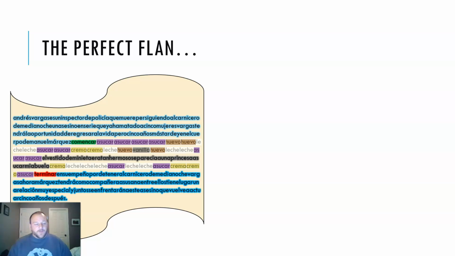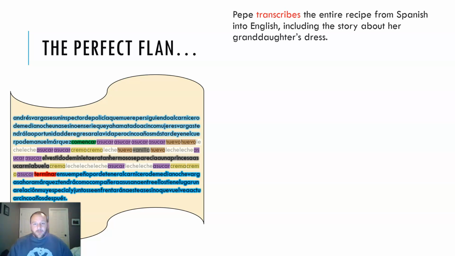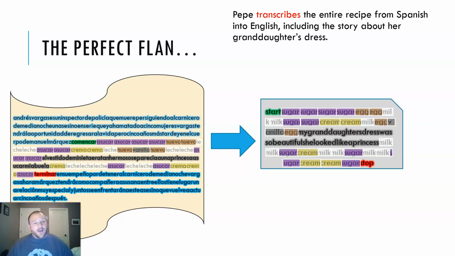So what does he do? Here's the recipe again, if you remember it. Pepe does what we call transcribing that recipe. Transcribe is like translate, but it's actually writing because he's going to write it down. So he transcribes the entire recipe from comenzar to terminar into English because he knows that Karen's going to read English. As he writes it down, he rewrites the entire recipe, but writes it in English. So here you see the same recipe written, but this time going from Spanish to English. Now you'll remember that in the middle, there's this discussion about her granddaughter's dress.